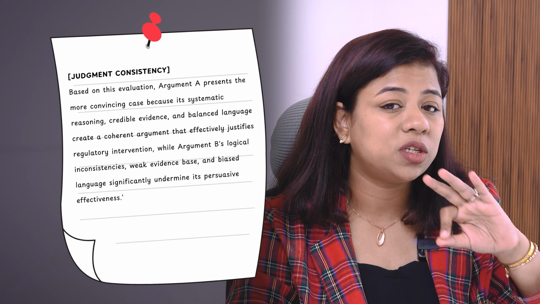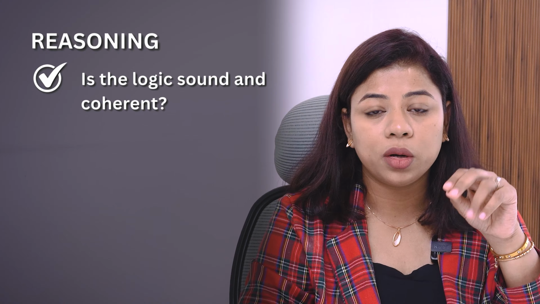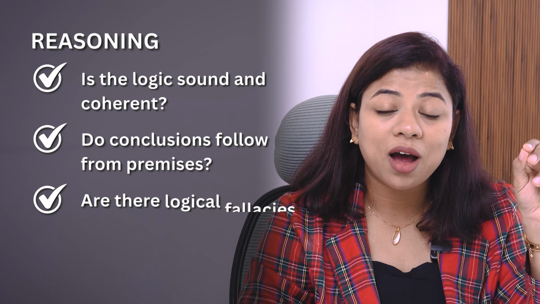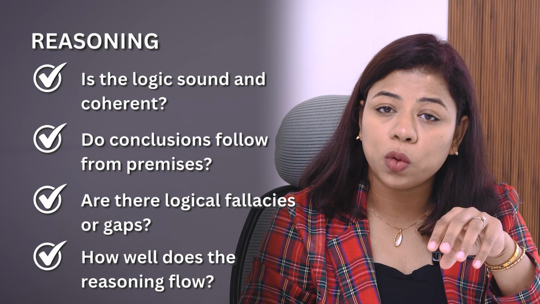The 3-element assessment strategy that I had used over here was, you have to notice how Zara's level 4 evaluation systematically assesses 3 distinct elements. This creates the wide range Cambridge demands. The words "wide range" you will find in the mark scheme. 1, reasoning assessment questions. Is the logic sound and coherent? 2, do conclusions follow from premises? 3, are there logical fallacies or gaps? 4, how well does the reasoning flow?